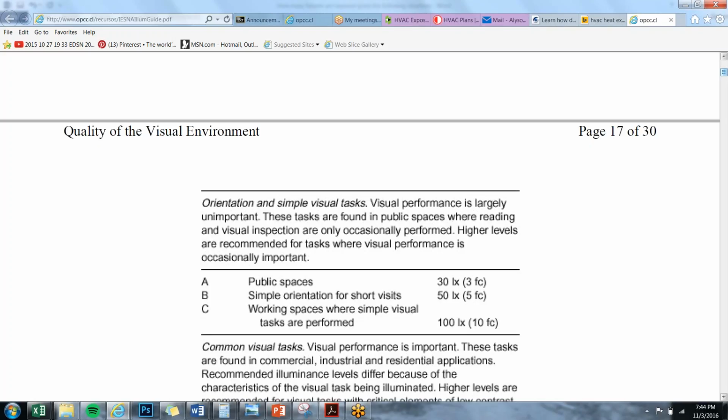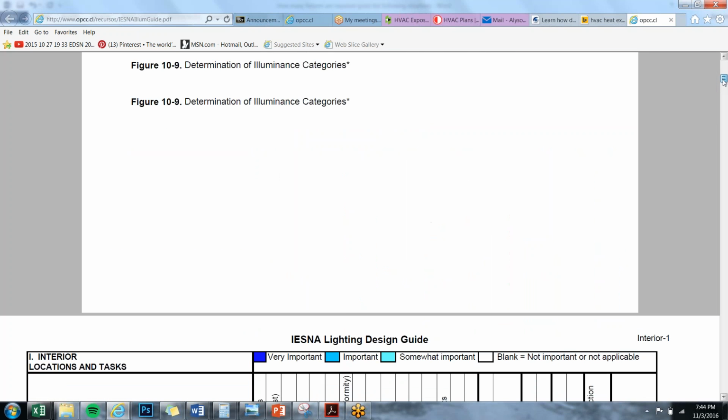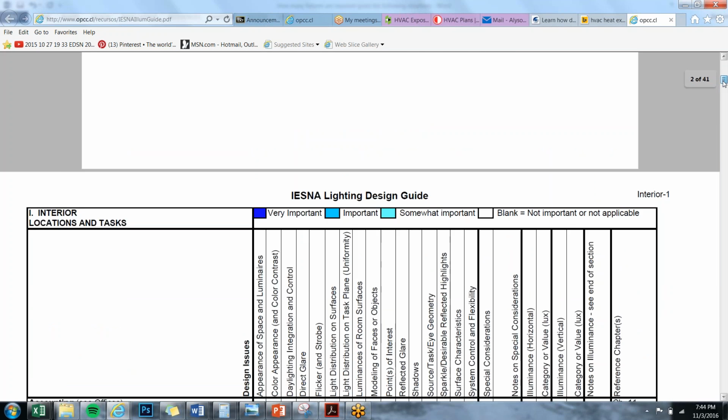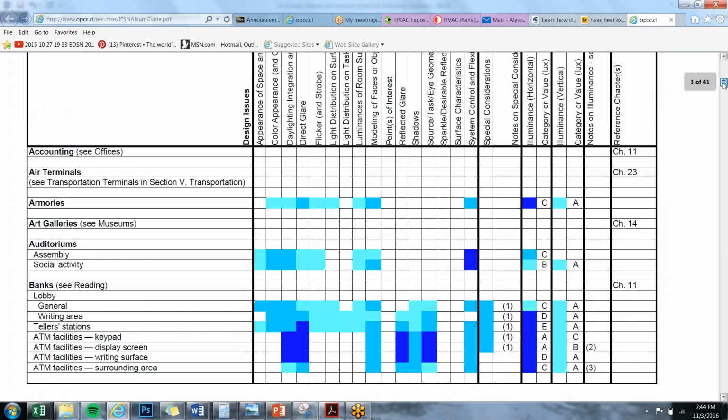Higher levels are recommended. So we see public spaces, simple orientation for short visits, working spaces where simple visual tasks are performed. So there's way more levels associated with the different categories. And then they've broken it down by this lighting design guide. So interior locations and tasks.